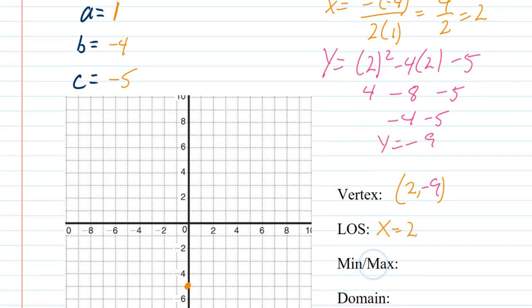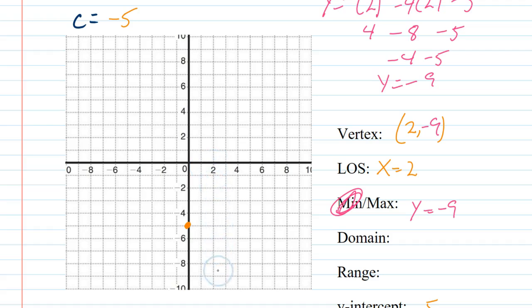Do I have a minimum or a maximum value? Because my a value is positive, I have a minimum value at y is equal to negative 9. So now we can graph that vertex and finish the graph. The vertex is at 2, negative 9. I have my line of symmetry going through the 2. And now I need to graph the mirror image.